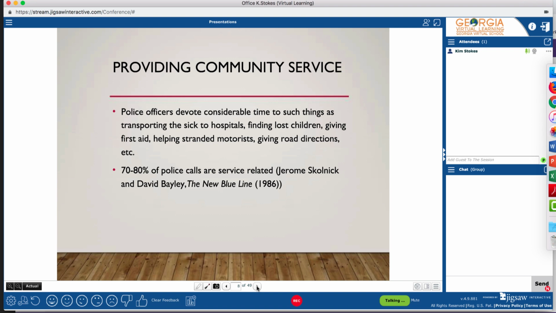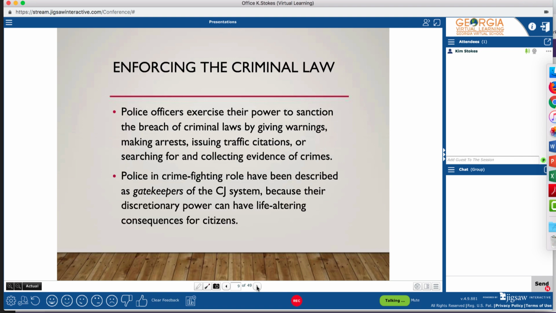In providing community service, police officers devote a considerable amount of time to such things as transporting the sick to hospitals, finding lost children, giving first aid, helping stranded motorists, giving road directions, etc. 70 to 80% of police calls are service related. These are types of providing community service to the public.